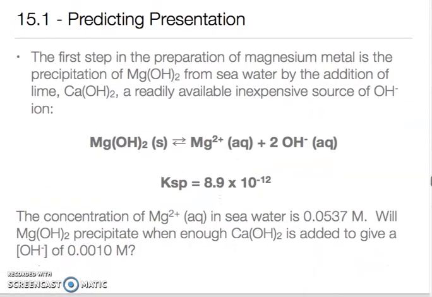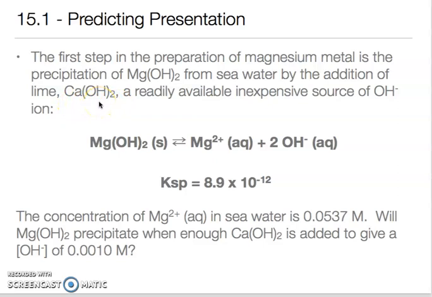So the first step in the preparation of magnesium metal is the precipitation of magnesium hydroxide from seawater by the addition of lime, also known as calcium hydroxide, a readily available, inexpensive source of the hydroxide ion. So in my seawater, I have magnesium 2+ ions, and to it, I'm going to add my calcium hydroxide to be my hydroxide source. So my calcium is simply just a spectator ion, so you can ignore it in these problems.